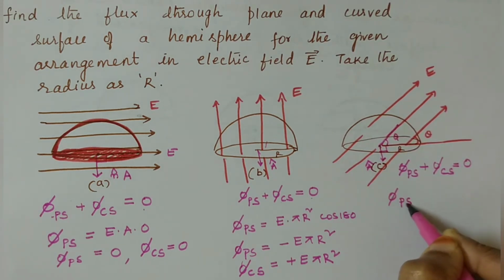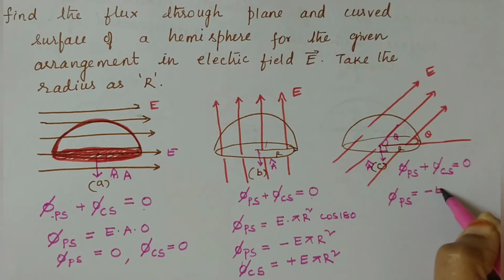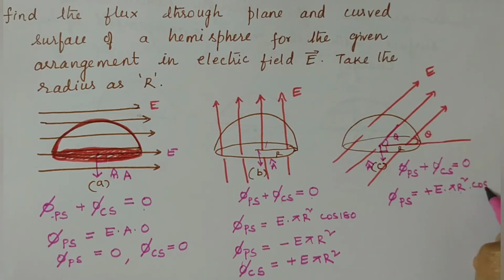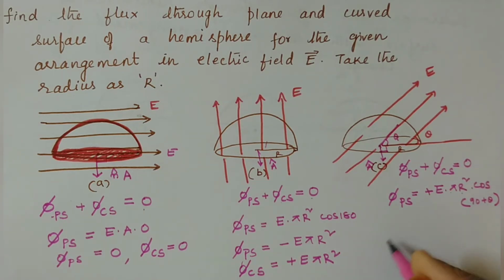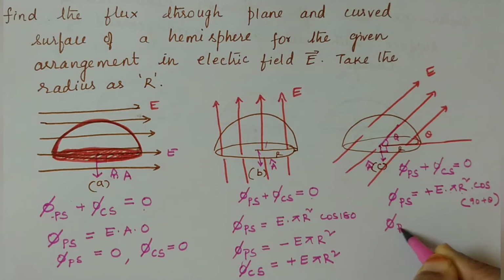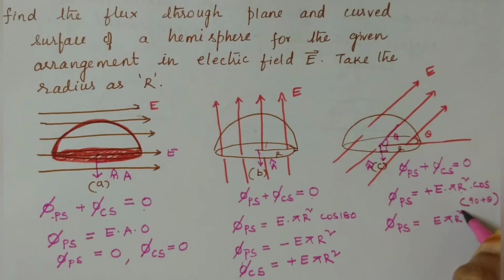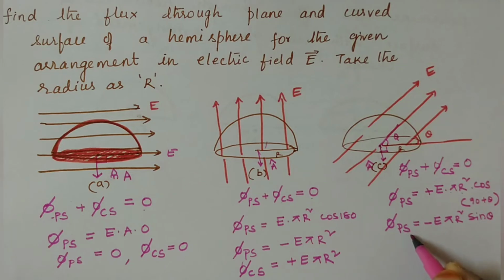So flux through plane surface is, not minus, sorry, E into pi r square into cos of angle, I am taking 90 plus theta. And we know cos of 90 plus theta would be minus sin theta. So flux through the plane surface is E into pi r square multiplied with sin theta. In the second quadrant, you will get a minus sign. This is the flux through plane surface.